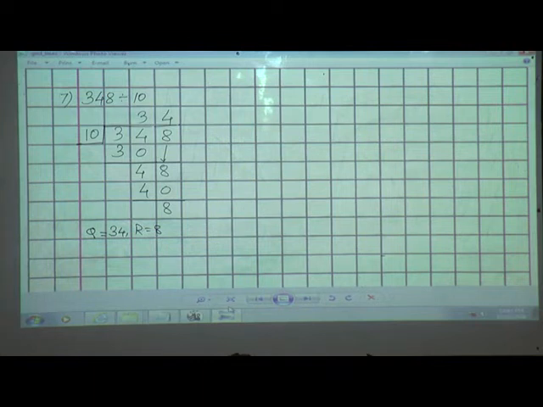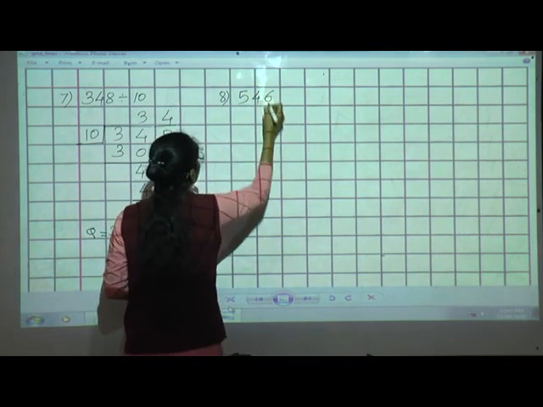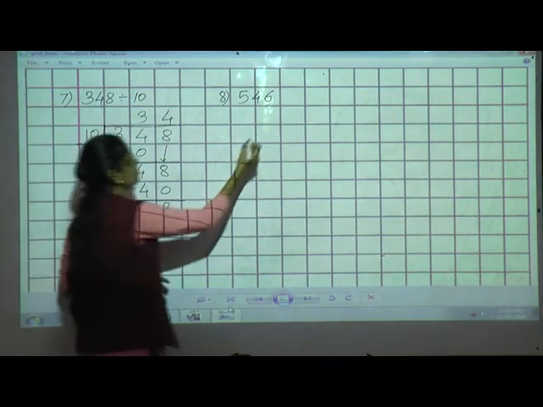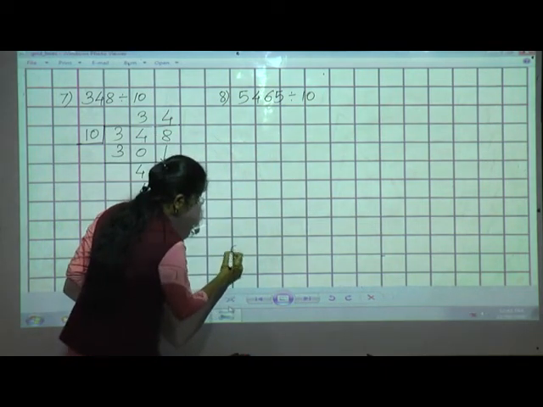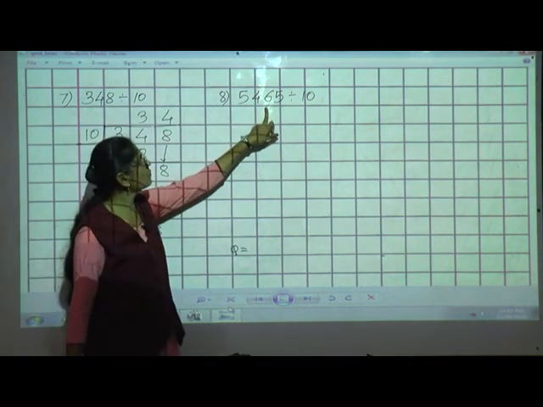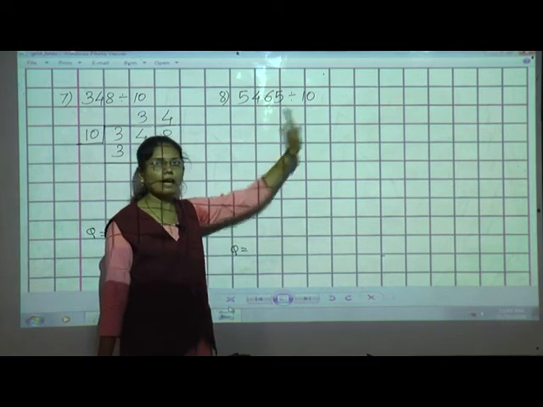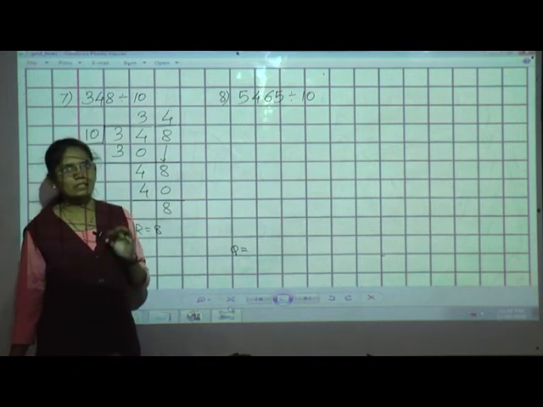Okay. Then see the next one, 5465 by 10. Now see, before solving, by looking at the number only, you have to tell me the quotient. Yes, see the number 5465. This is our dividend and the divisor is 10. Now if the divisor is 10, then what will be the quotient and what will be the remainder?